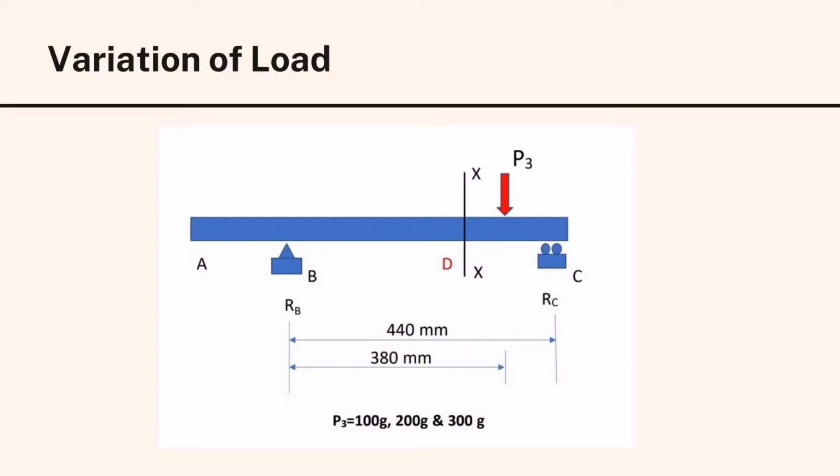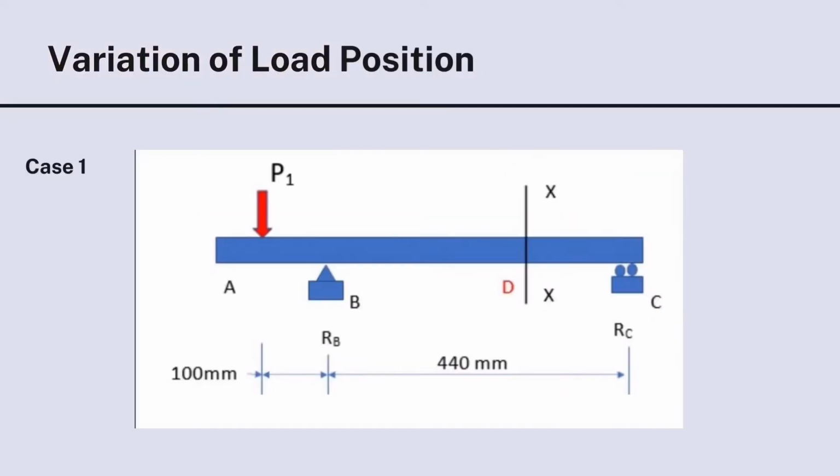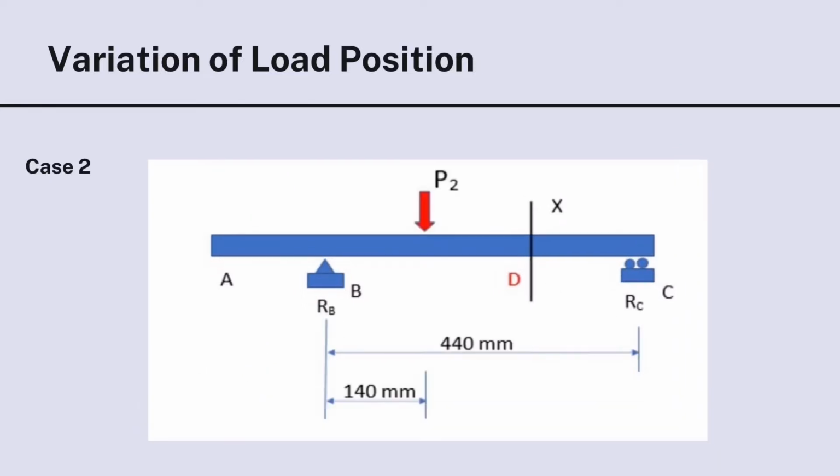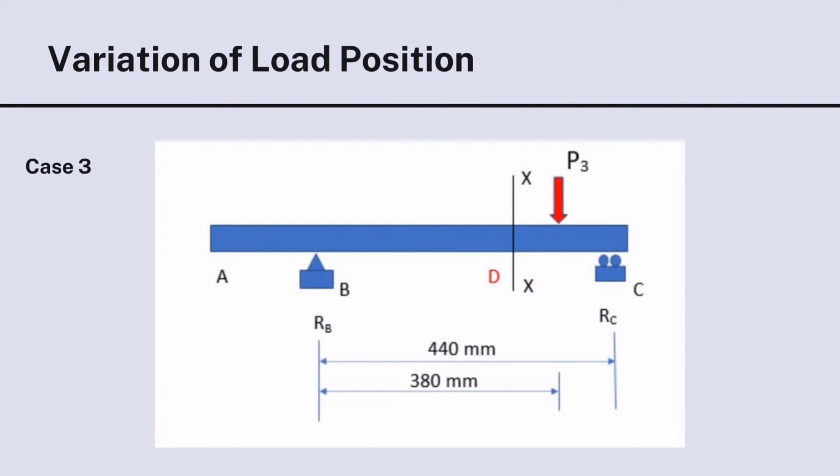The step of measurement will be repeated using different loads, that is 100 gram, 200 gram, and 300 gram. For the variation of load position, that means we apply the same load on different positions of the beam. The load is placed between point A and B in case 1. Then, the load is placed between point B and D in case 2. The load is placed between point D and C in case 3.